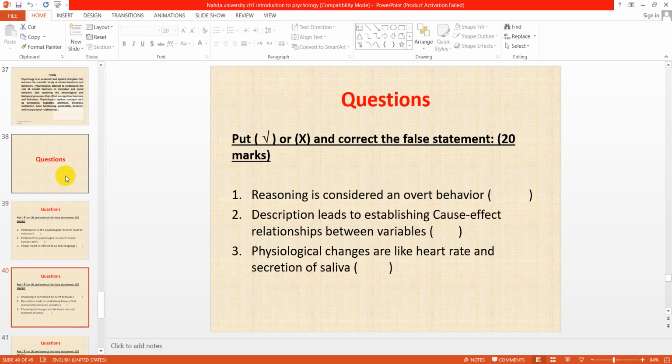Reasoning is considered as overt behavior. Description leads to establishing cause-effect relationships between variables. Physiological changes are like heart rate and secretion of saliva.